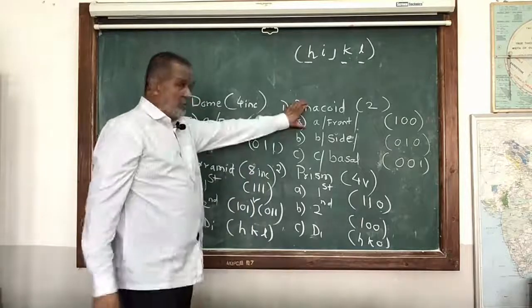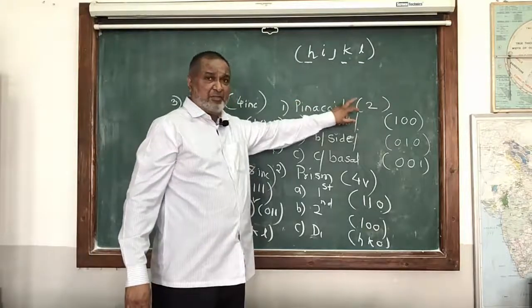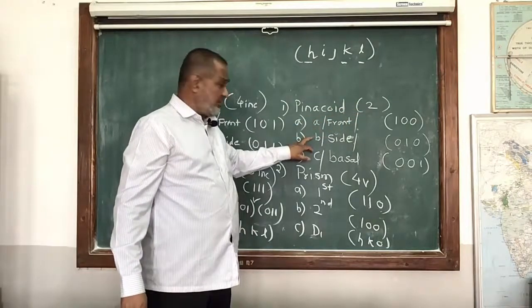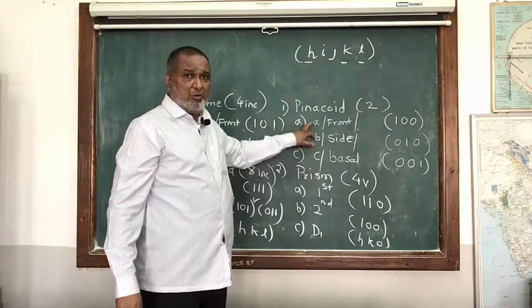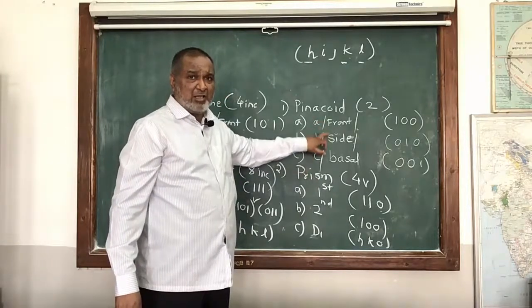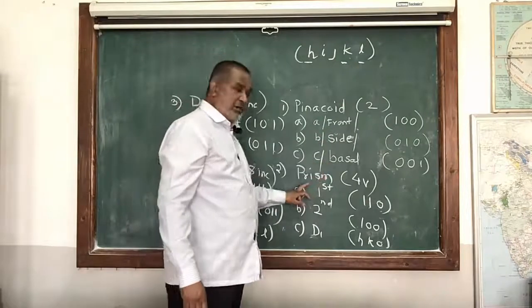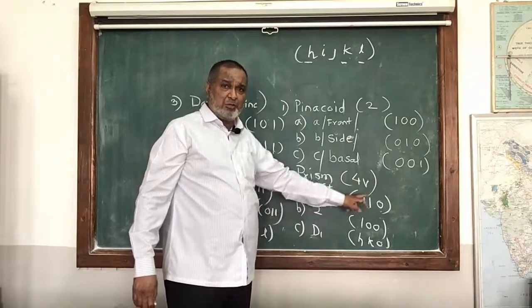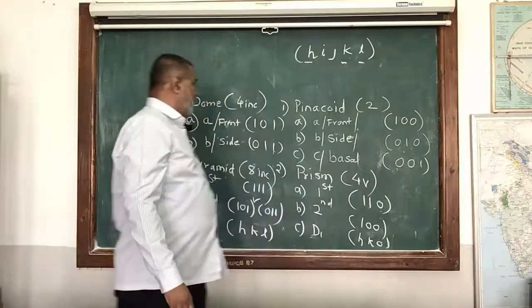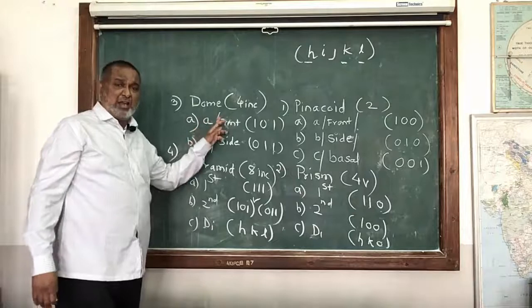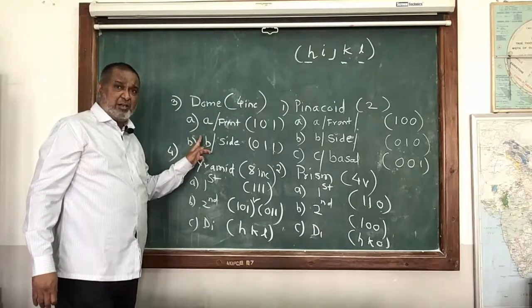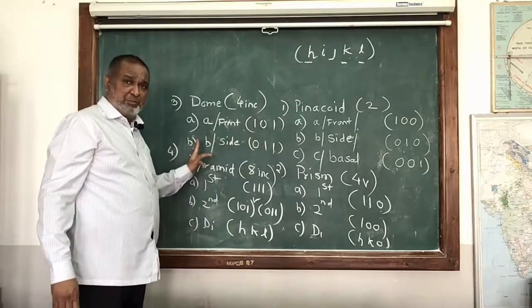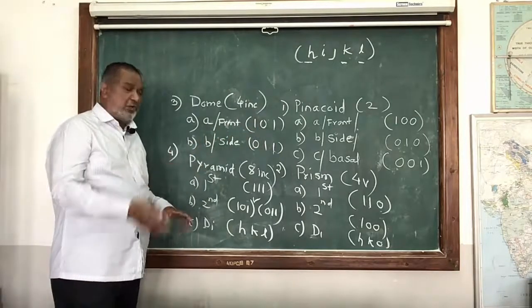So here pinacoid, 2 similar faces coming on the front side and back, left and right, top and bottom. So A pinacoid, B pinacoid, C pinacoid, or front, side and basal pinacoid. Similarly, prism: first order, second order, third order. 1, 1, 0, 1, 0, 0 or HK0. Similarly, dome, 4 inclined faces, A, it is front, 1, 0, 1. B or side, it is 0, 1, 1.